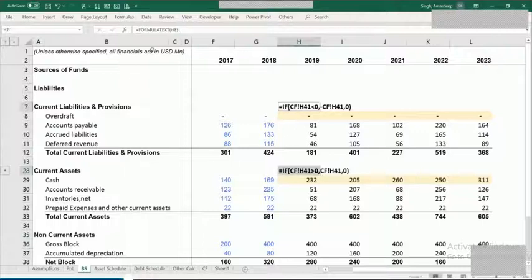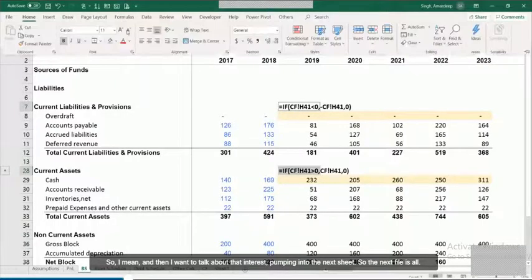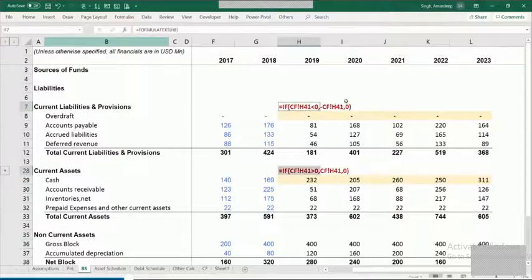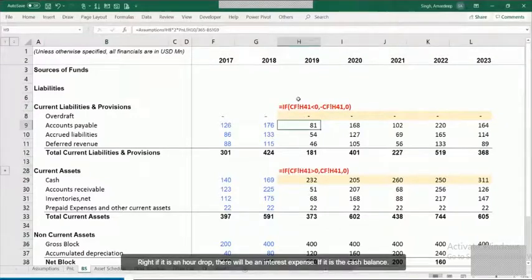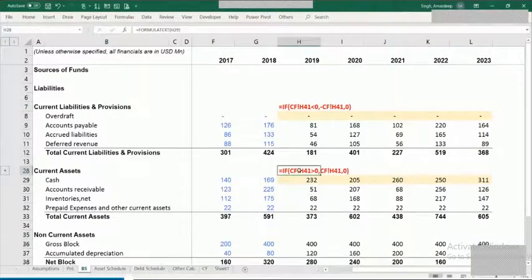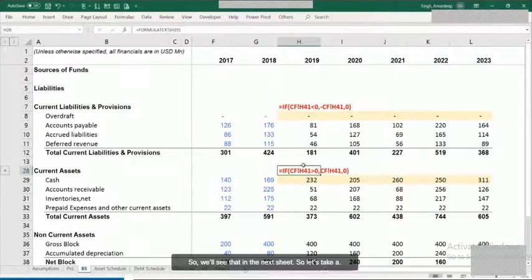So Abhinandan, I'm going to talk about that interest component in the next sheet. So the next file is all about that, right? If it is an overdraft, there would be an interest expense. If it is a cash balance, I'm going to talk about the interest income. So we'll see that in the next sheet.